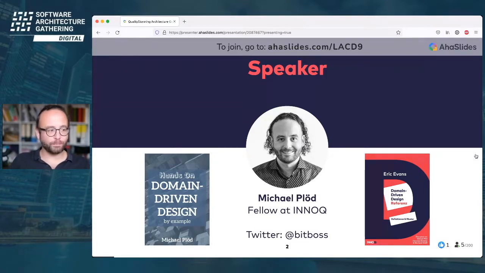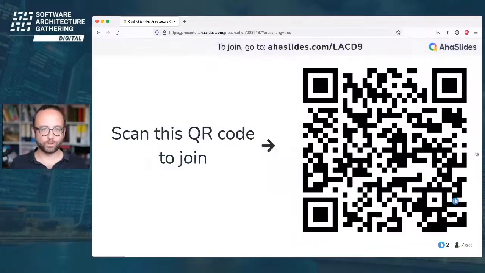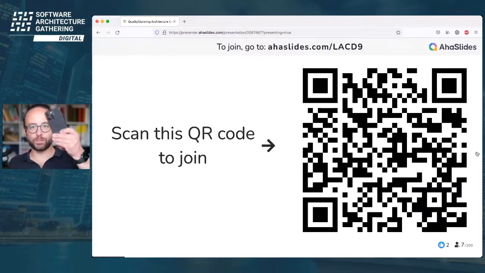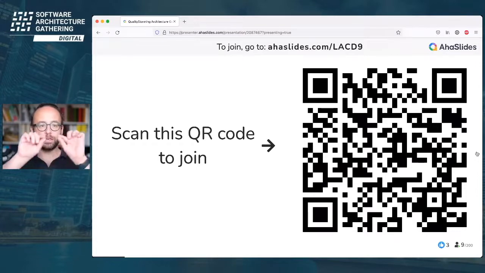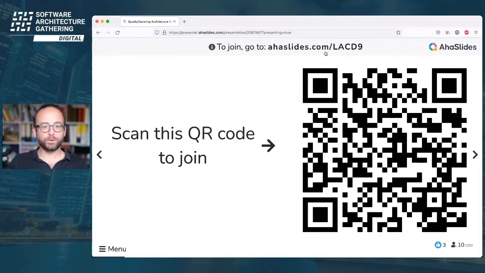But before I jump into the slides and the content, I want you to join this talk. So please grab your smartphones, your tablets, or whatever you have in your hands, scan this QR code and join those slides. You can do that either by scanning the QR code or by entering the URL that you see on the top over there. You can easily join this talk.